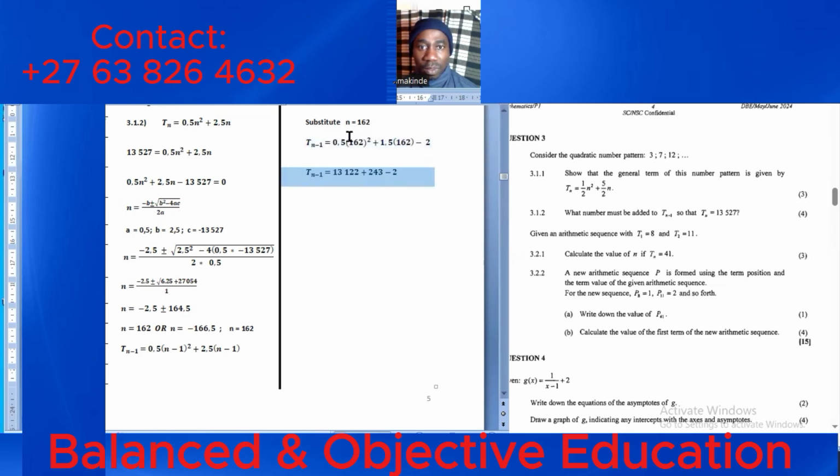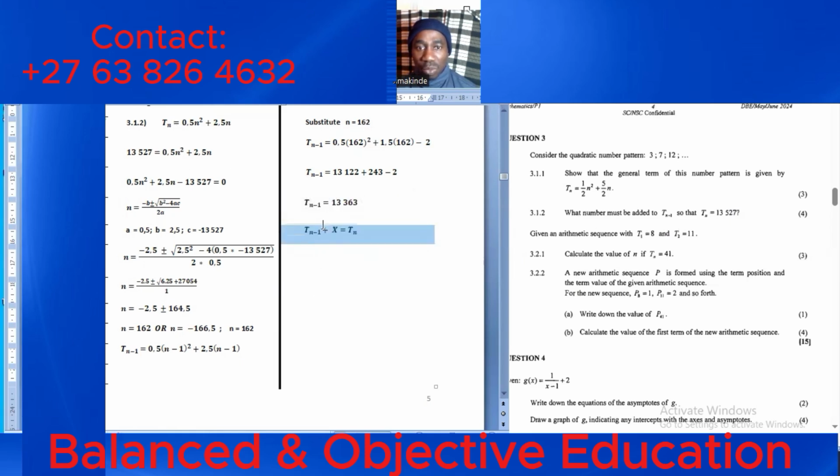So if we punch all this into our calculator, we have this. So eventually, we have Tn minus 1 equals 13.63. But that is not the end of the question. Remember, the question is, what must we add to Tn minus 1 in order to have a Tn value of this? So we can write that word problem in this form.